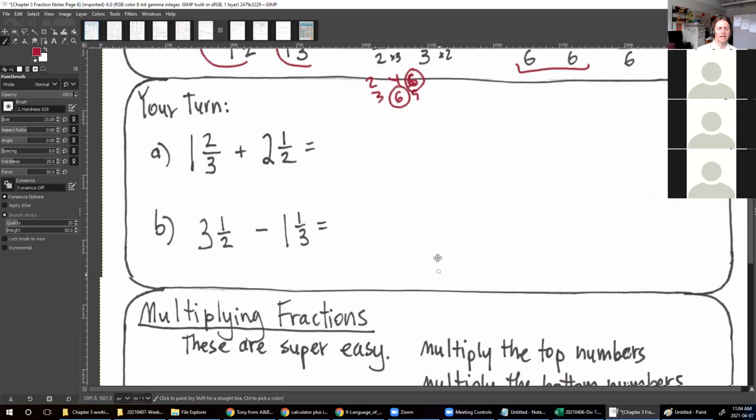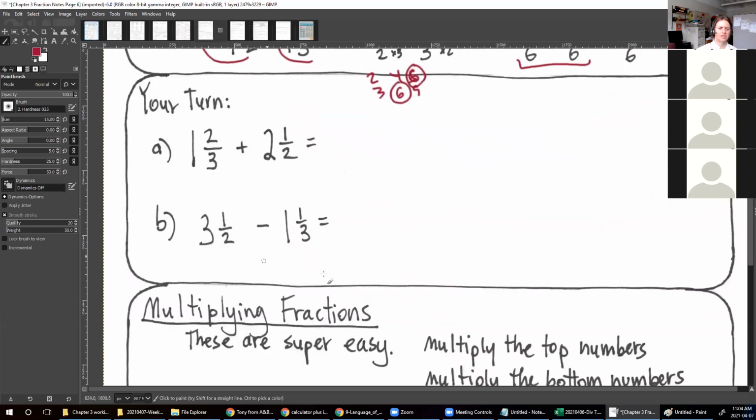We've done a few of these. I'm going to come back because I really want to just talk about multiplying and dividing fractions. And these are way easier. You're going to love them. Compared to these things, they're way easier. I will come back at the end and look at these two examples, if that's all right.